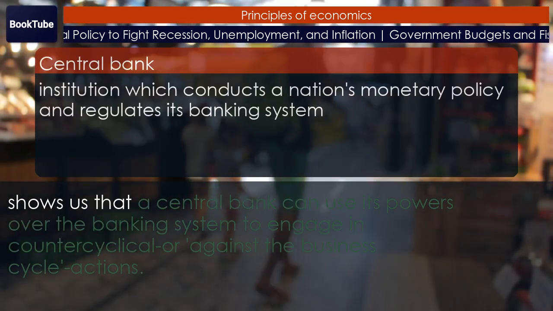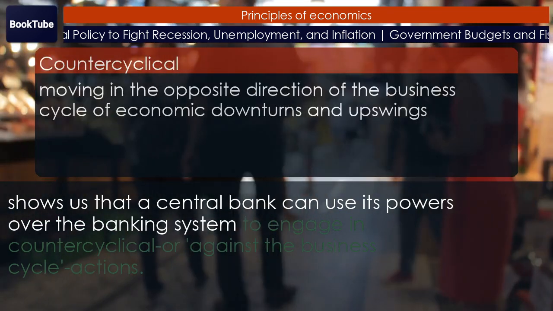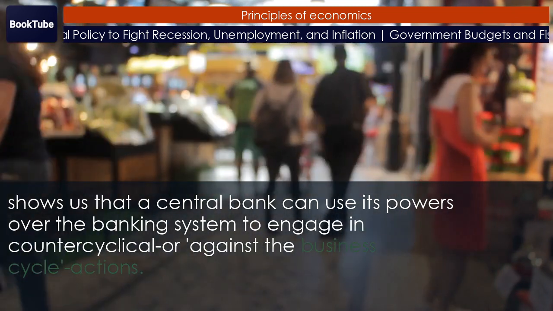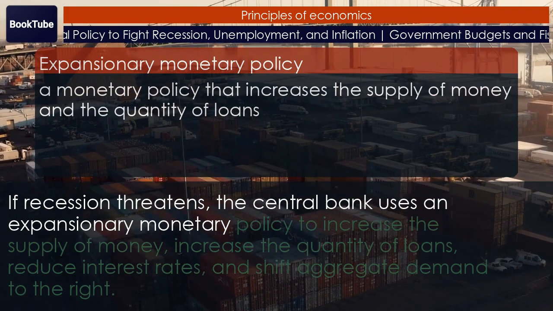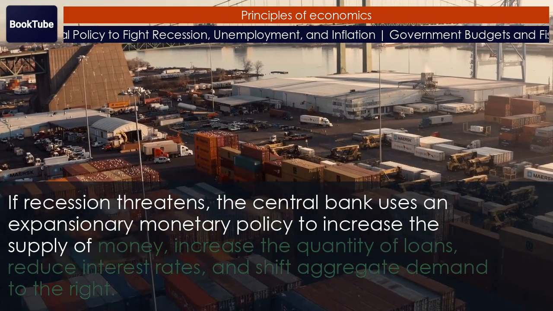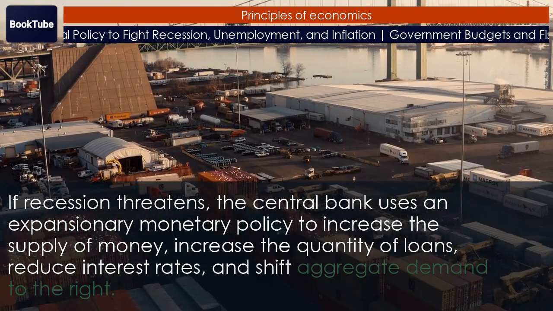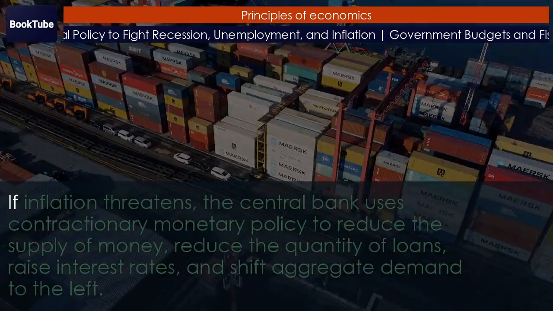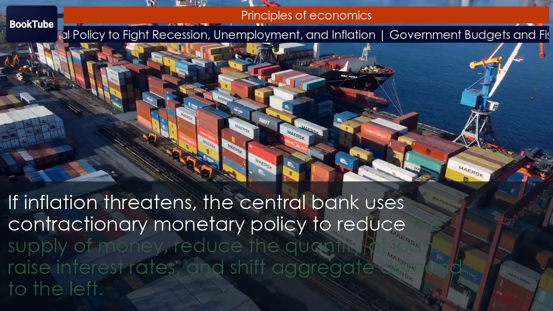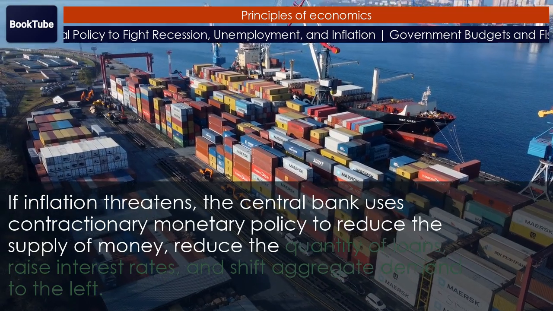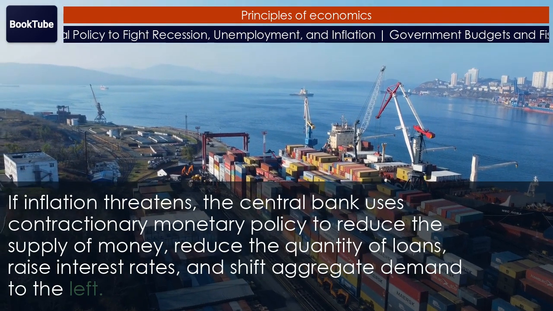It shows us that a central bank can use its powers over the banking system to engage in countercyclical, or against the business cycle, actions. If recession threatens, the central bank uses an expansionary monetary policy to increase the supply of money, increase the quantity of loans, reduce interest rates, and shift aggregate demand to the right. If inflation threatens, the central bank uses contractionary monetary policy to reduce the supply of money, reduce the quantity of loans, raise interest rates, and shift aggregate demand to the left.